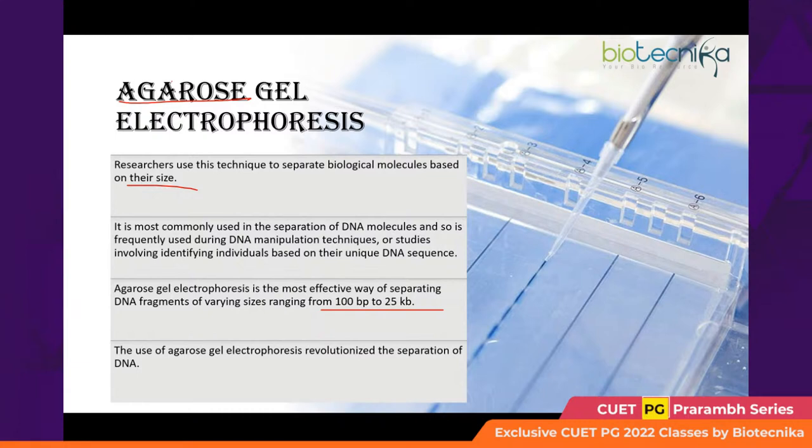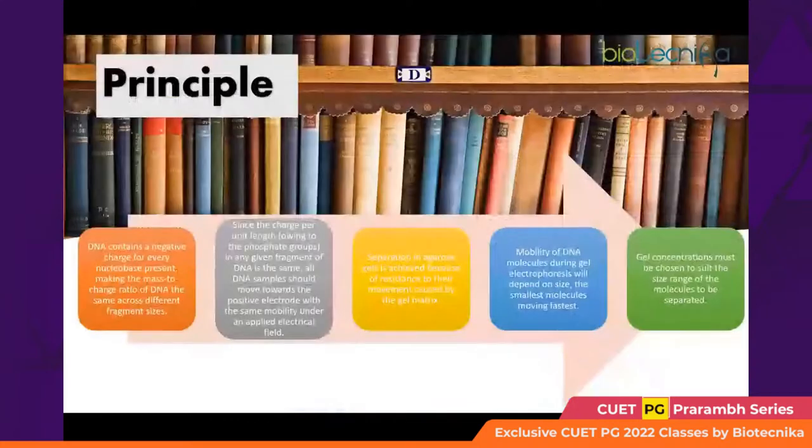Now, when our biomolecules are passed through that gel with that sieving property, with the pores in it, they will face different kinds of resistance. And according to that, they will get separated. So let's see the principle here. DNA contains a negative charge, right? We all know that DNA is negative in charge, because of the phosphate group that is present in the backbone of DNA.